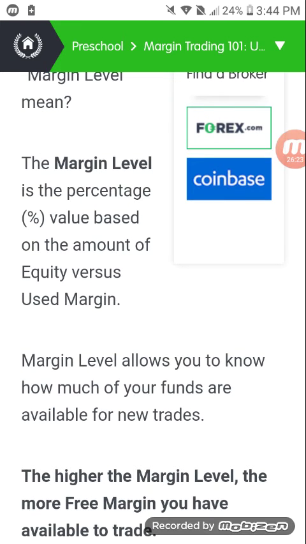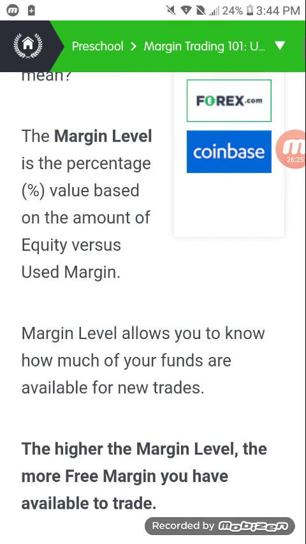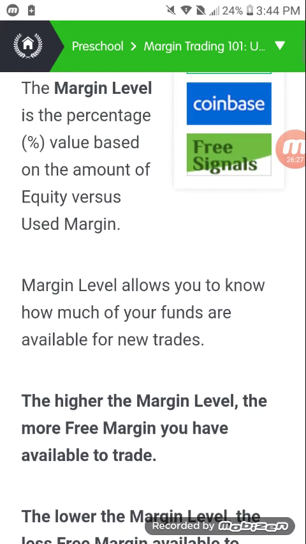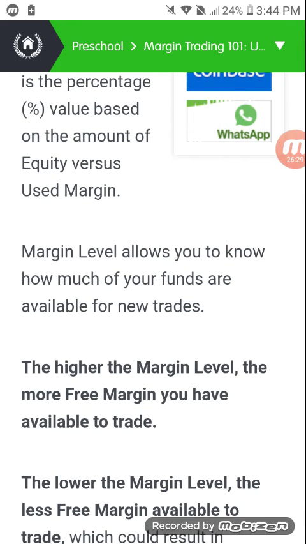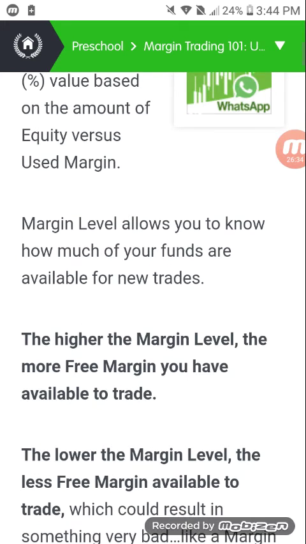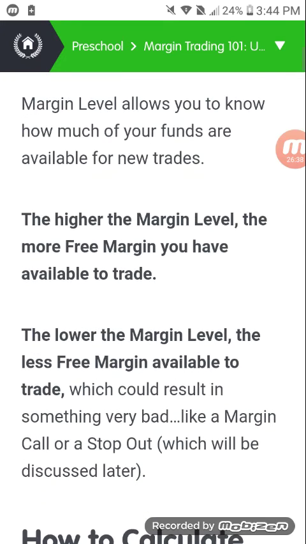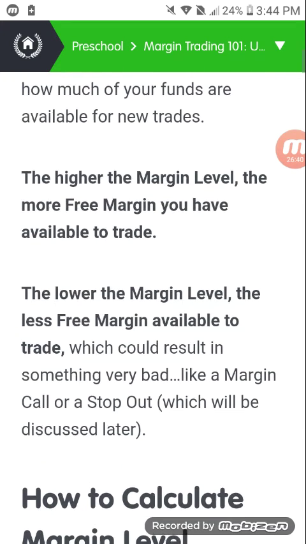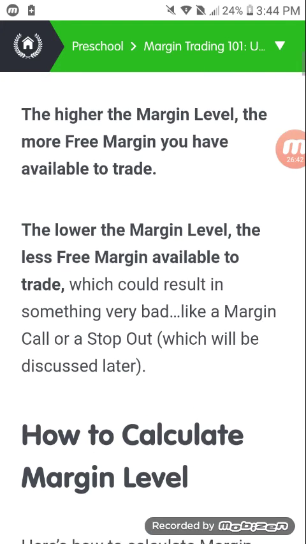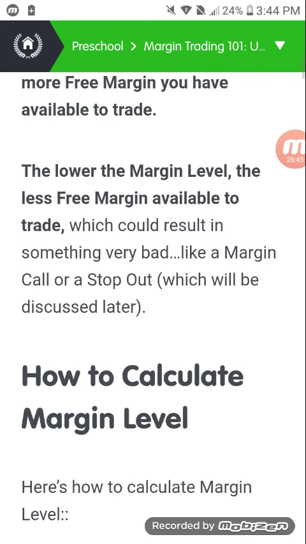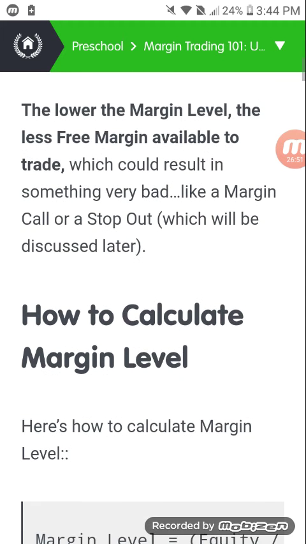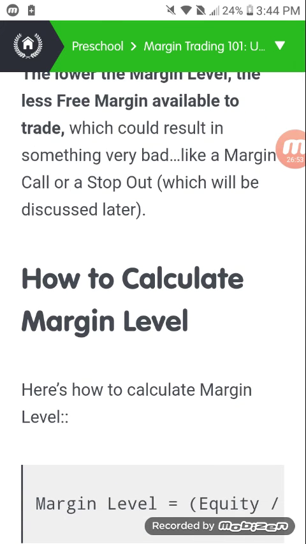Margin level is a percentage value based on the amount of equity versus used margin. A margin level allows you to know how much of your funds are available for new trades. The higher your margin level, the more free margin you have to trade. The lower your margin level, the less free margin is available to trade, which could result in something bad like a margin call and a stop out, which we'll discuss later.